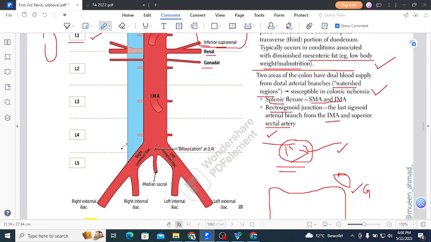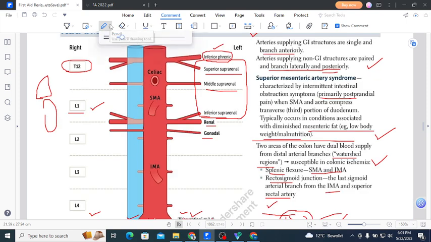At the level of L4, there is the bifurcation. Bifurcations basically happen at some 4 level. For the aorta, it is L4. For the trachea, it is T4 and so on. So the bifurcation at the level of L4 is into the right common iliac artery and the left common iliac artery, and then each common iliac artery divides into external and internal iliac arteries, and then we have the median sacral artery and so on.